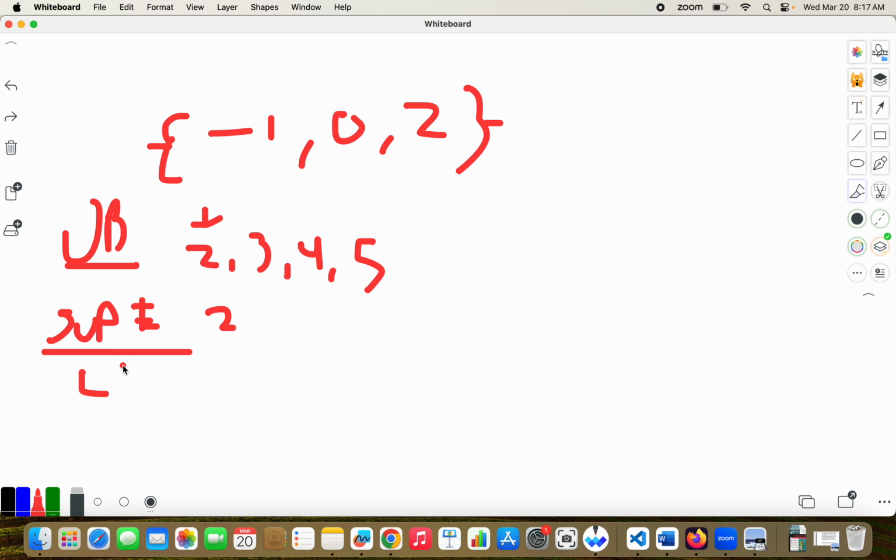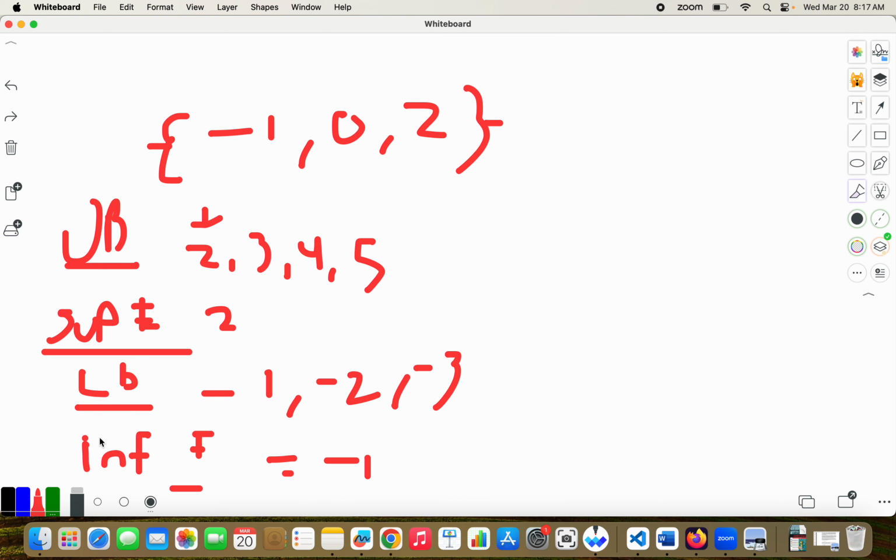And then the lower bounds are -1, -2, -3, and the infimum of E is -1. Nice to know that.